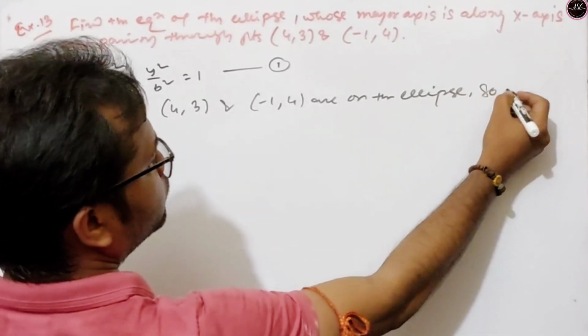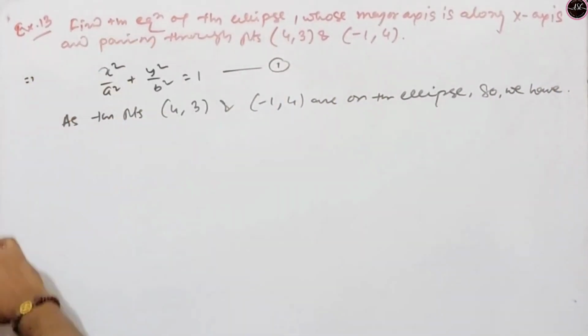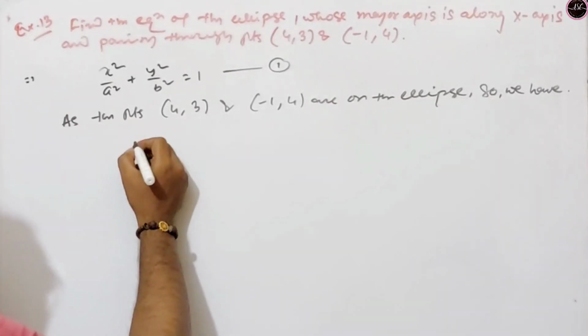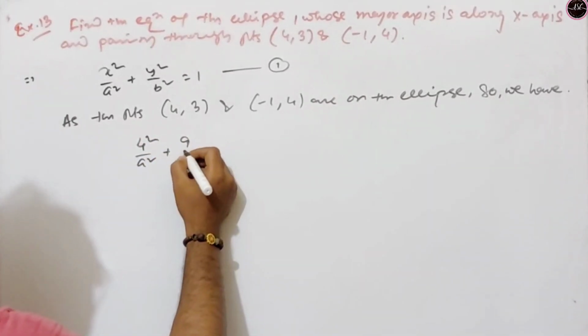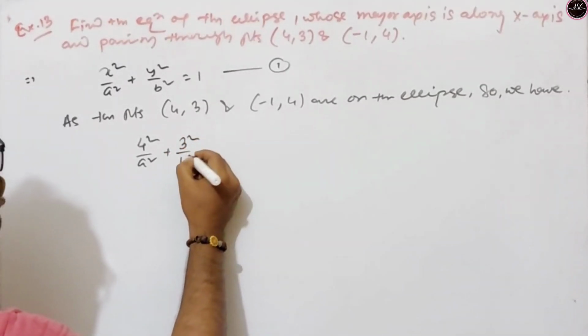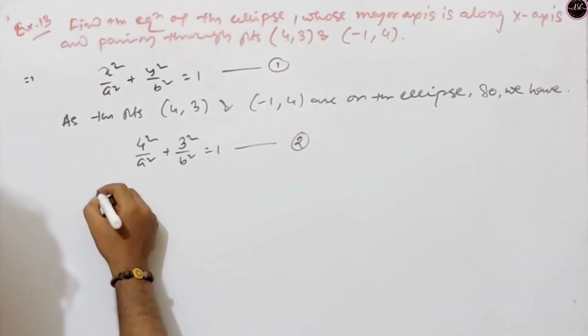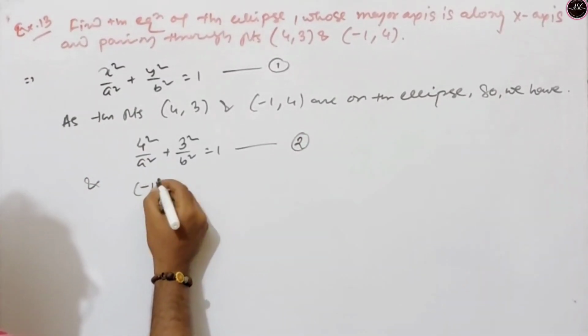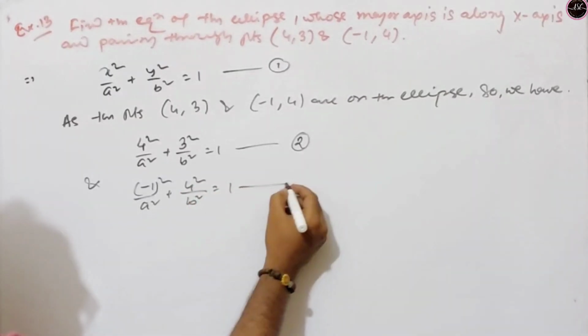So we have, for these 2 points this equation should be satisfied. So we have 4 square divided by a square plus 9 by b square equal to 1. This is equation 2. And minus 1 square divided by a square plus 4 square divided by b square equal to 1. This is equation 3.